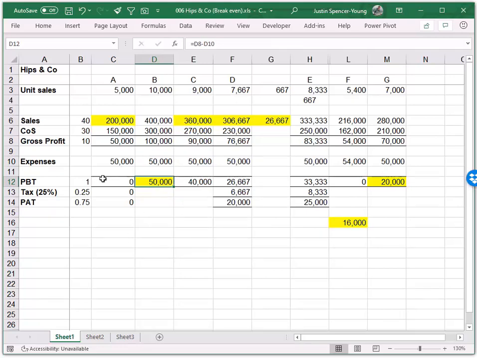So in question A, we actually worked our way up the income statement to get to the 200,000. In question B, we were given the 400,000 and we worked our way down to the profit.